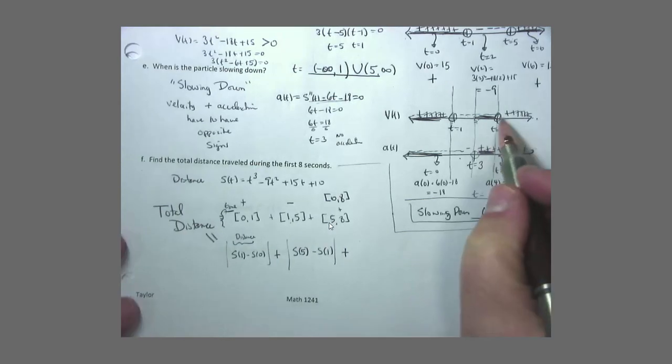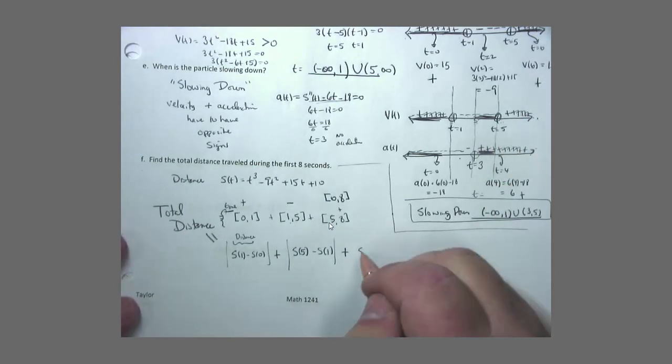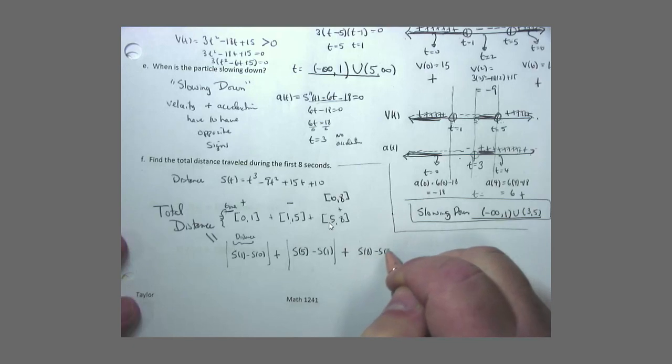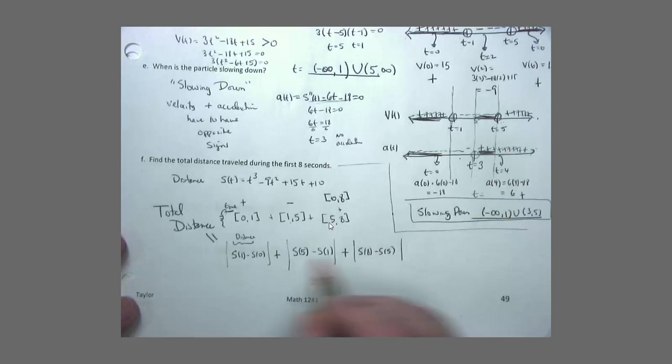And then the last one, how far did I travel going between 5 and 8 seconds? Well, once I pass 5 in the positive direction, that would be s of 8 minus s of 5. It's already positive, but I'll just put absolute values around it so I can be consistent. Does that make sense? Questions? So now let's calculate that.